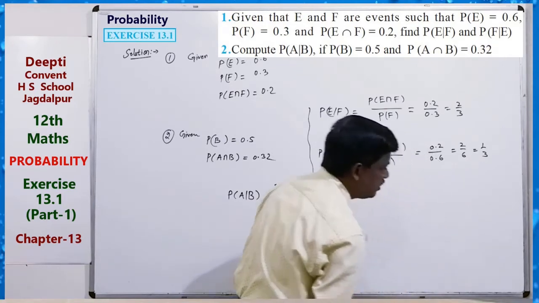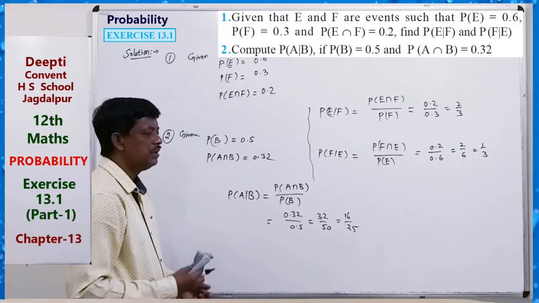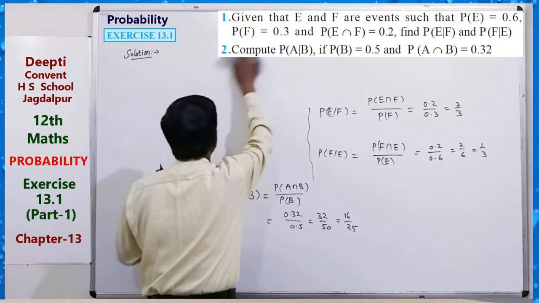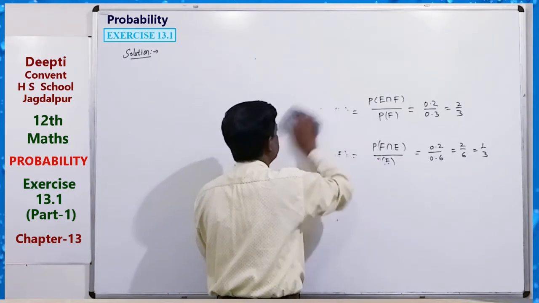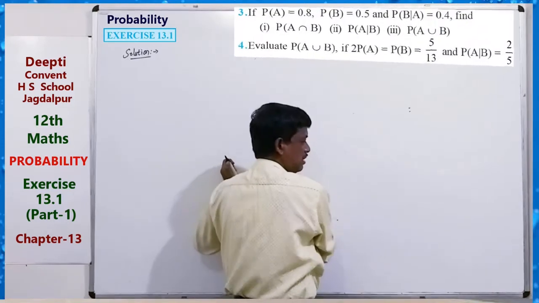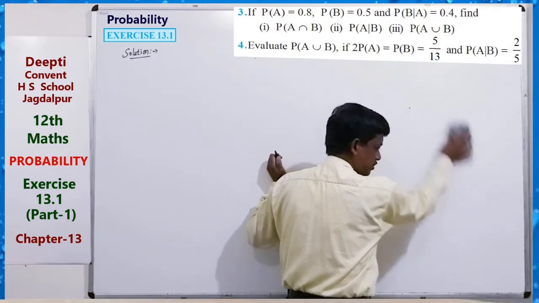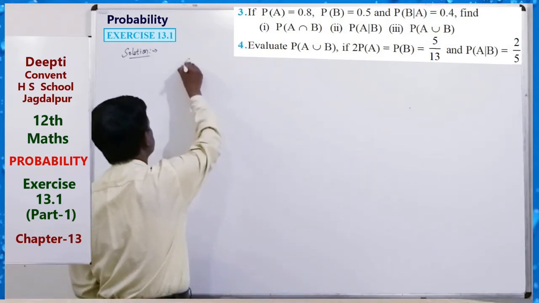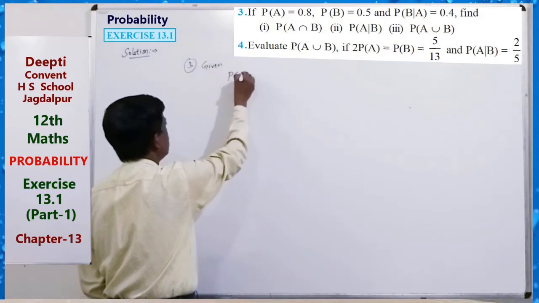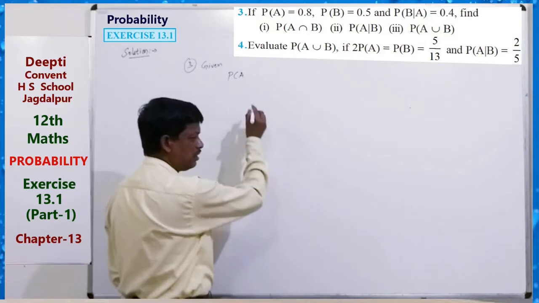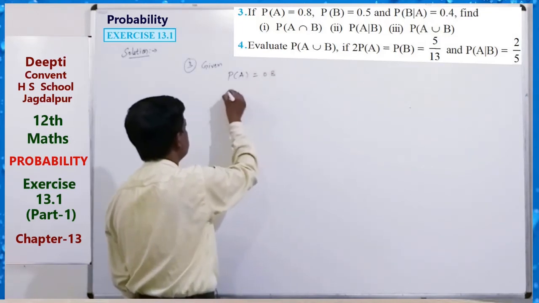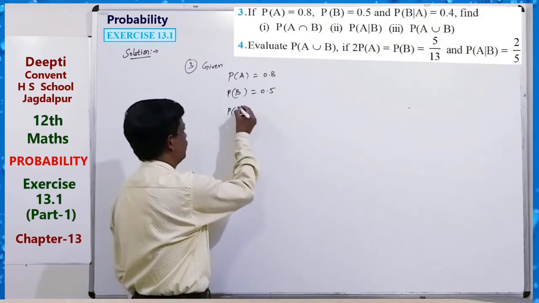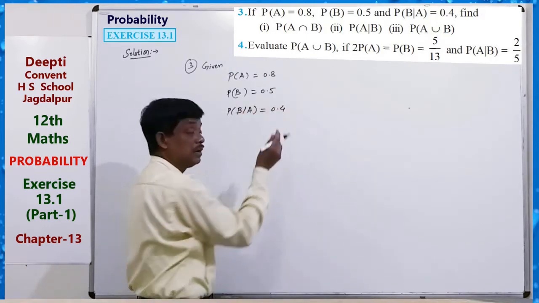Question third: P(A), P(B) and P(B|A) are given. How we find the probability depends on the given values. Here we have to find P(A intersection B), P(A|B), and P(A union B). The given values are P(A) equals 0.8, P(B) equals 0.5, and P(B|A) equals 0.4. Here a conditional probability is given.